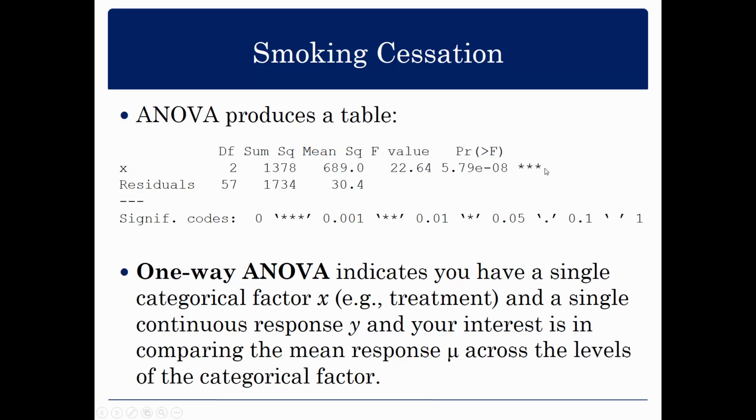And notice it's flagged it for us. It's flagged it with three stars, which tells us that it's highly significant. So if it's highly significant, then we're rejecting the null hypothesis. In other words, we have evidence that at least one of these groups is very different from the others. And it could be that they're all different.